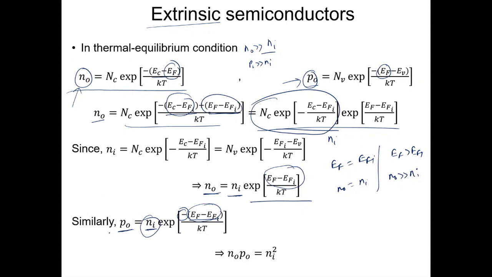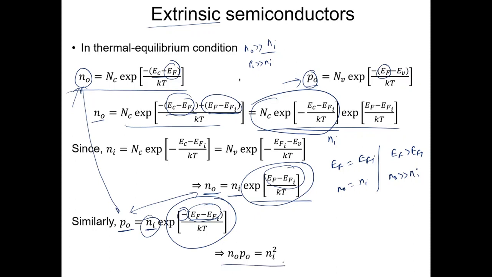Now another interesting thing is that if you take the product of these two, n0 and p0, you see that this and this will cancel out. So what you get is n0 p0 equals ni squared. And this is something you will get from the previous relation as well. So no matter whether it's a doped semiconductor or an undoped semiconductor, whether it's an extrinsic semiconductor or intrinsic semiconductor, this relation is always valid.